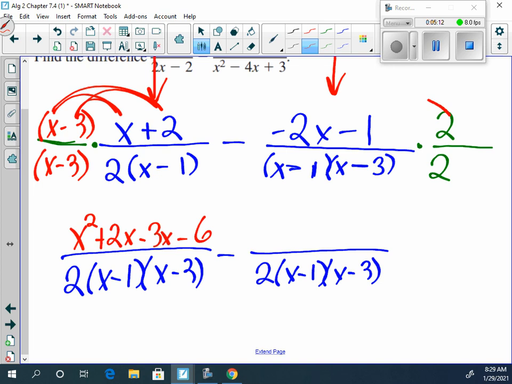The same thing with the other side. We're going to have to multiply each term by 2. 2 times negative 2x would be negative 4x. 2 times negative 1 would be negative 2. And we have to do this with the numerators because, again, if we're going to add or subtract, I can't have them being multiplied together.